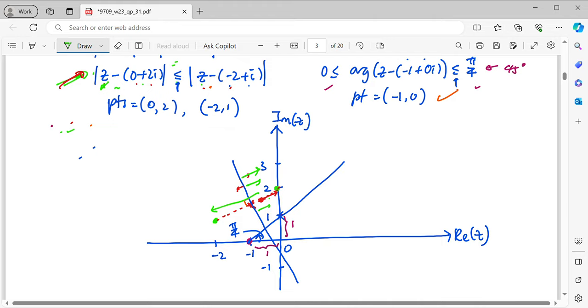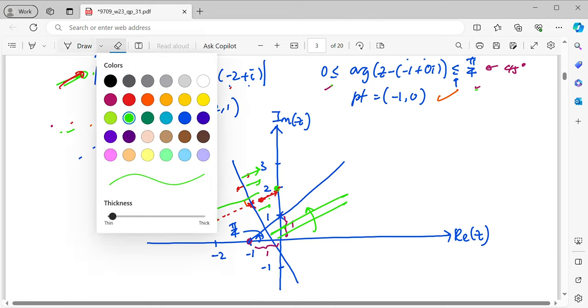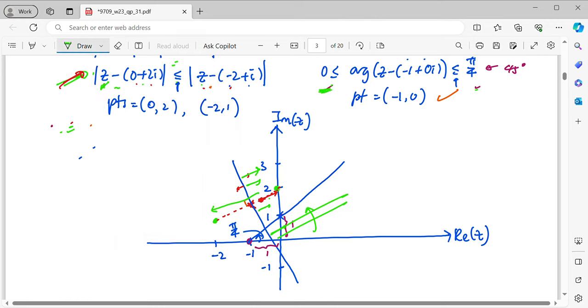At the same time, the other region will be between 0 and pi over 4. That means it's over here. So obviously your region is going to be this side. But it cannot exceed, because our argument is from 0 to pi over 4. Okay, so here is 0. That means the region is going to be here. So this will be the region. The rest I need to erase.